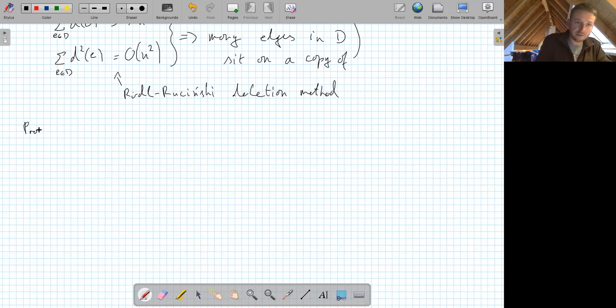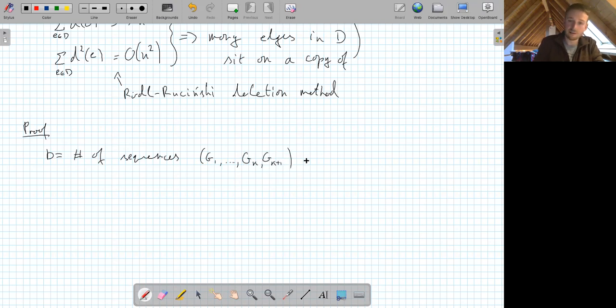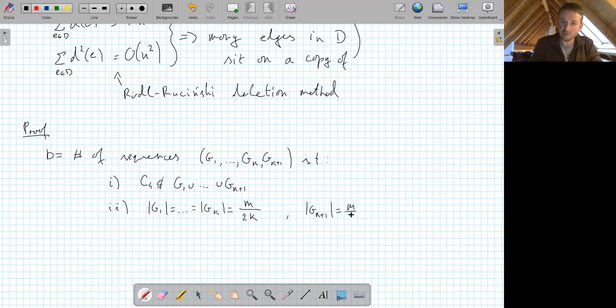All right, so how does the proof go? Instead of counting directly the number of C4 free graphs, we're going to count the number of sequences of graphs whose union is C4 free. So let B denote the number of sequences of graphs G1, ..., GK, GK plus 1, such that two things hold. First, C4 does not appear in G1 union ... union GK plus 1. And the second is that the first K graphs are reasonably small, of size M over 2 times K, and GK plus 1 has size M half.